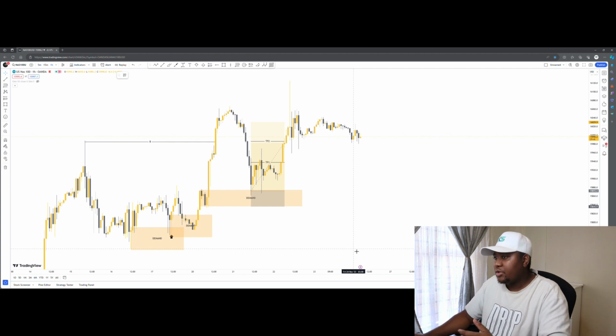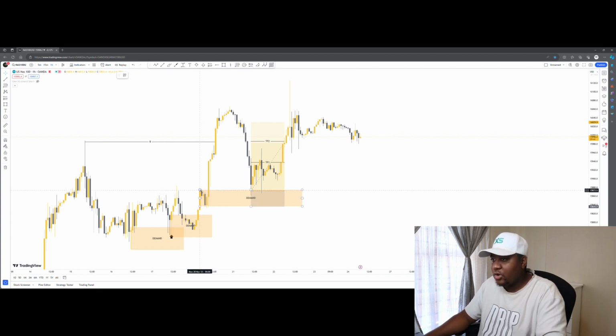Okay, so marking this, I was not sure if I should mark it all the way here. So what happens if I'm not sure and I don't want to miss a trade, I just mark the whole thing like this, and I take something that is in between.